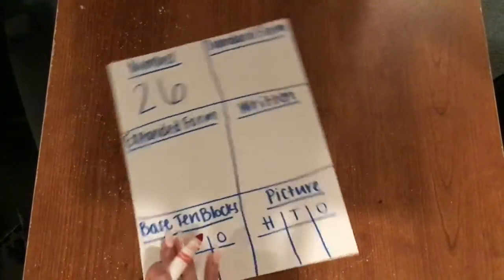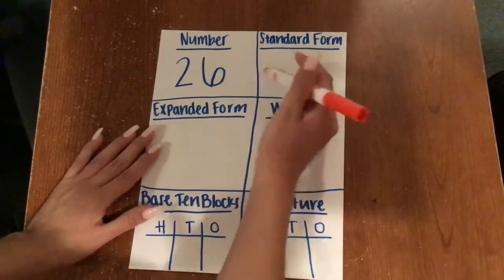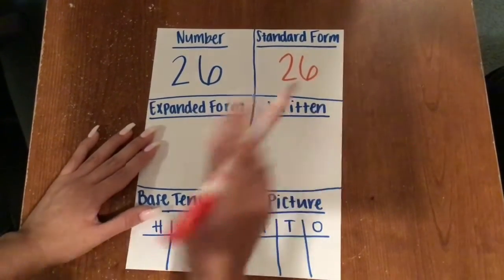Okay, let's do one more. So this is going to be a bigger number. This is number 26. So standard form, the number itself. So we're just going to do 26.